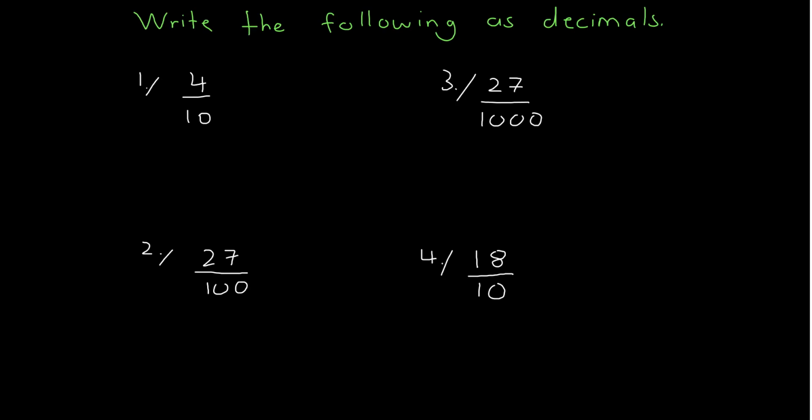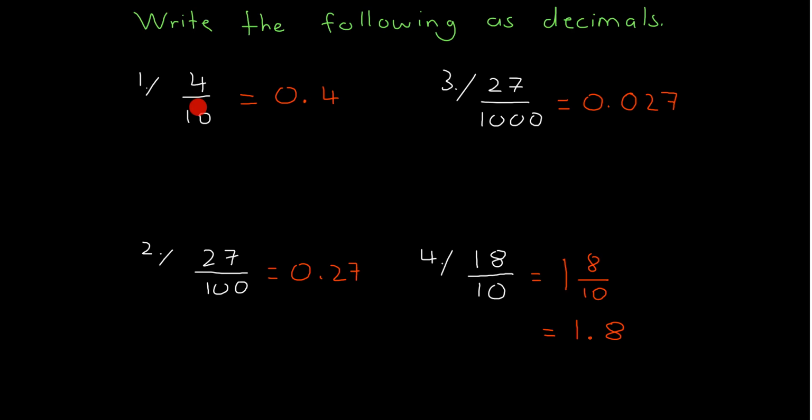Okay, so I've assumed you've paused the video and you've unpaused it, so let's take a look. We've got 4 over 10 is 0.4, 1 zero on the denominator, 1 digit after the decimal point. 27 over 100 is 0.27, 2 zeros on the denominator, 2 digits after the decimal point.